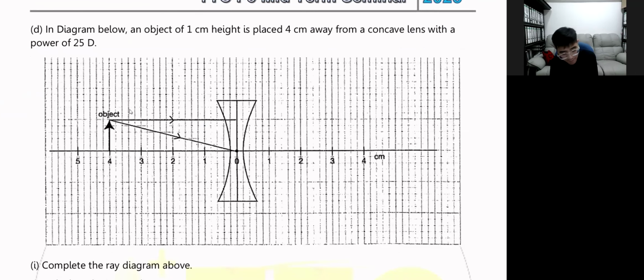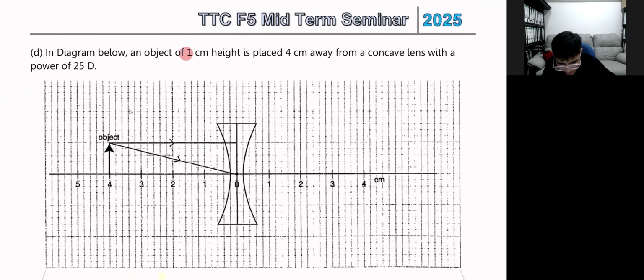Come, ray diagram questions. The question says, in the diagram below, an object that is 1 cm tall is placed 4 cm away from a concave lens. So highlight all the information: 4 cm away, and you are using a concave lens. Also, the question tells you that the power of the concave lens is 25 diopter. Now, there is some tricky information here.